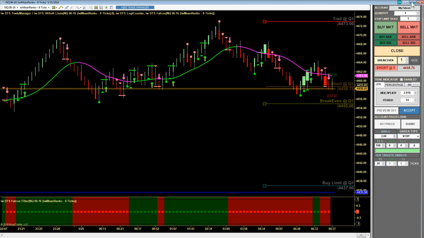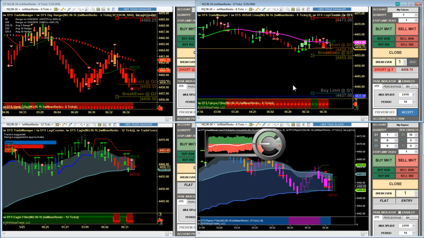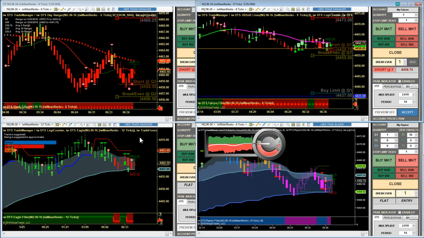The support and resistance suite is a system add-on, which means you can place it on any chart. You can use it on a 5-minute chart. You can use it on a tick chart. You can use it on whatever you want. It's not just specific to the DTS system.